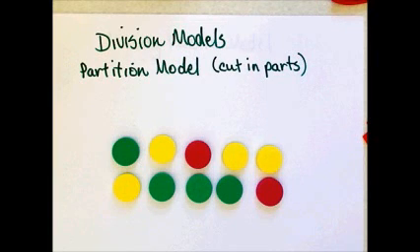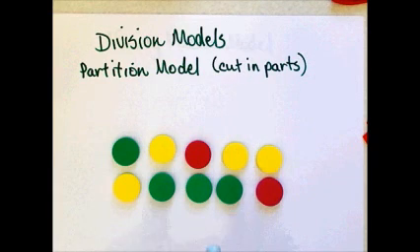Okay, in this video we're going to talk about division models. And the first one we're going to talk about is the partition model. And sometimes people incorrectly call it the petition model. A petition is something that you have people sign if you want to get something done in terms of government. And a partition, P-A-R-T-I-T-I-O-N, means that we're going to be dividing things.